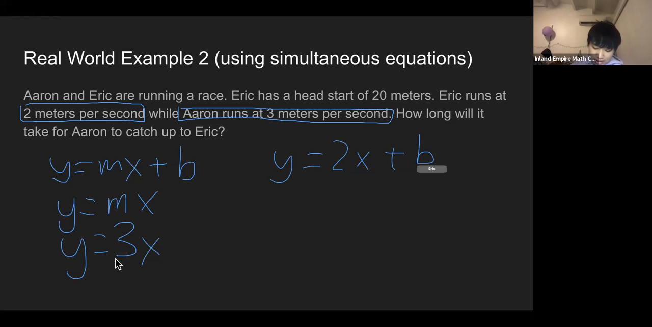But then think about it. Eric has a head start of 20 meters. So when x is 0, which is literally when the referee blows the whistle, how much ahead is Eric compared to Aaron? How far along the track or the race is he in meters?